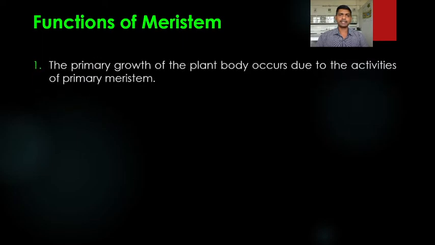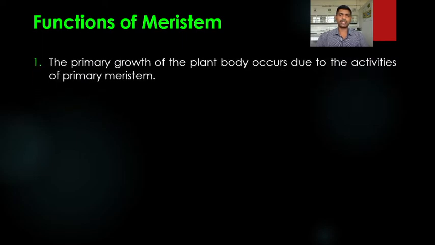The first one, the primary growth of the plant body occurs due to the activity of primary meristem. So this primary meristem is responsible for the formation of root, stem and leaf. So the primary growth of the plant body occurs due to the activity of primary meristem, which is the part of the embryonic tissues.